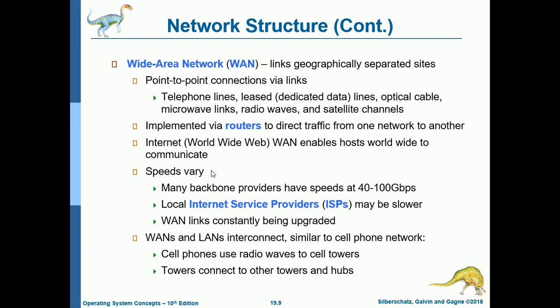So next we have the wide area network, or the WAN. It links geographically separated sites. We have point-to-point connections via links. Examples of this are telephone lines, leased or dedicated data lines, optical cable, microwave links, radio waves, and satellite channels. So what is this?